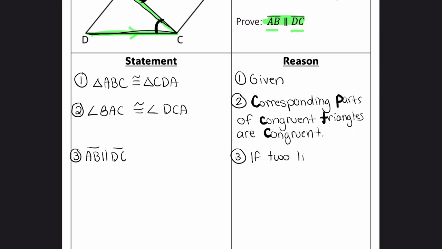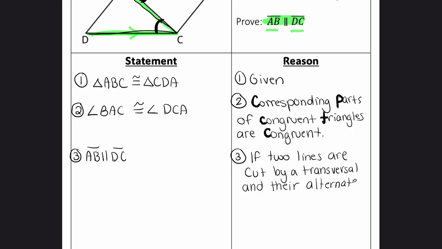two lines are cut by a transversal, and their alternate interior angles are congruent, those lines are parallel.